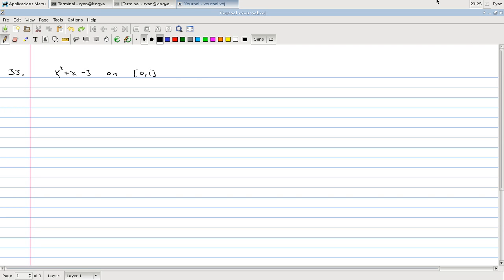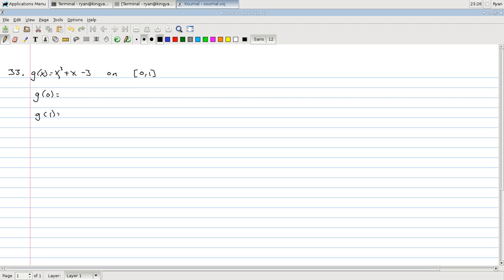Problem 33. Determine whether or not the function x cubed plus x minus 3 has a 0 on the interval from 0 to 1. The first thing to do on a problem like this is evaluate the function at both endpoints. So let's call this function g of x. We want to evaluate g of 0 and g of 1. Those are the endpoints of our interval.